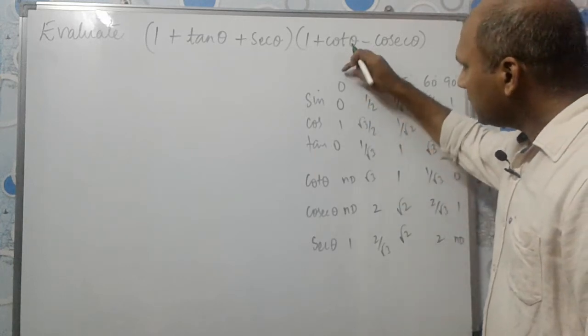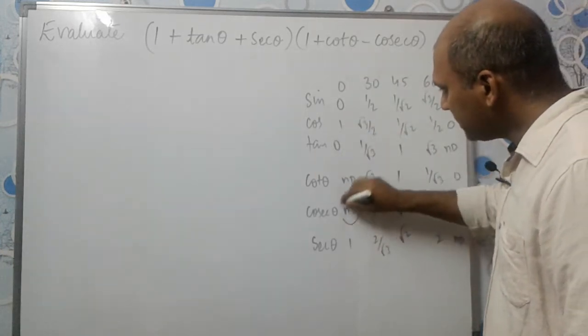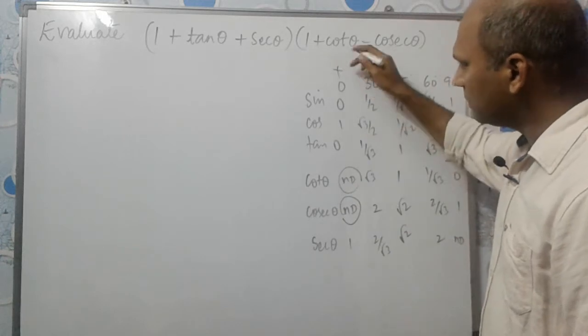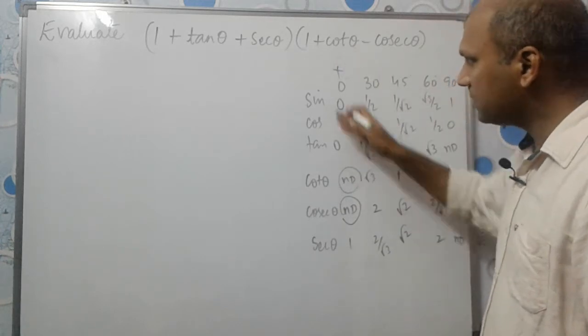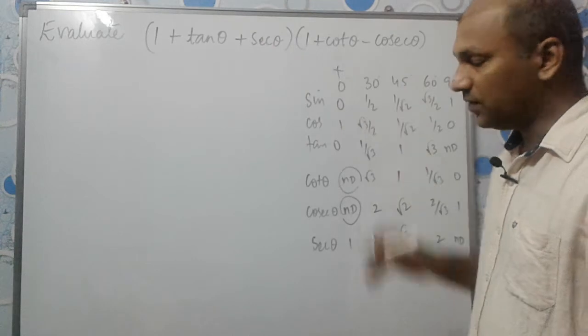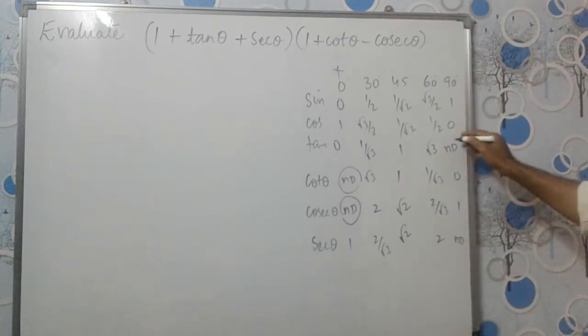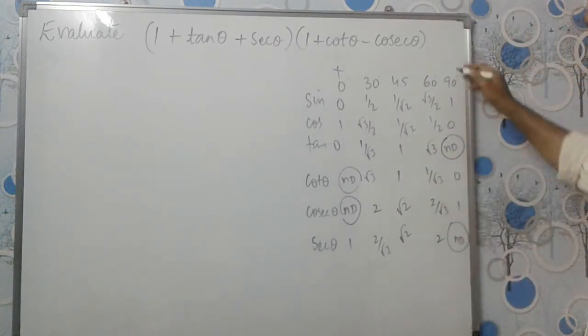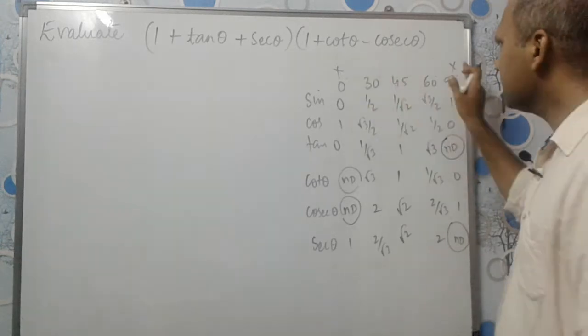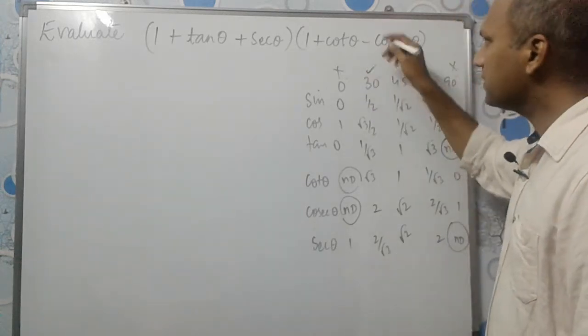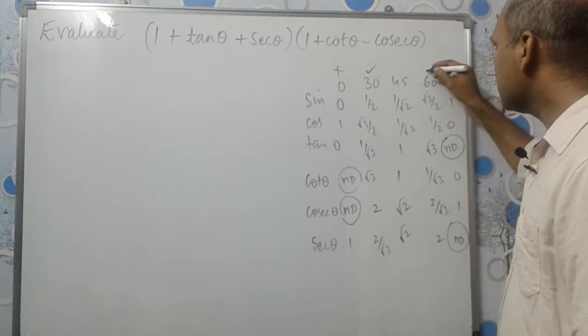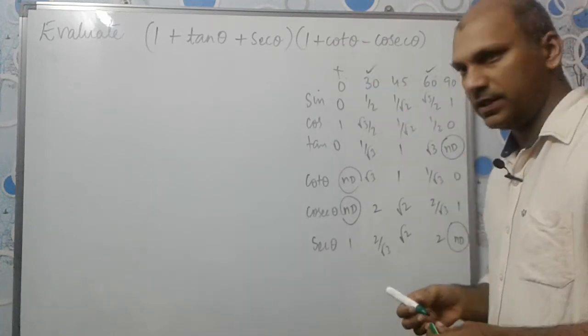Since we have not defined here, we don't take 0, because if we get not defined in this, it will be difficult for us. We cannot solve the problem. And we have not defined here in 90 degrees also. So don't take 0 degrees and 90 degrees. You can take 30 degrees and simplify this. You will get the answer. You can take 60 degrees and simplify. You will get the answers.